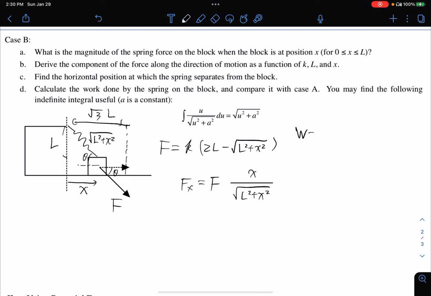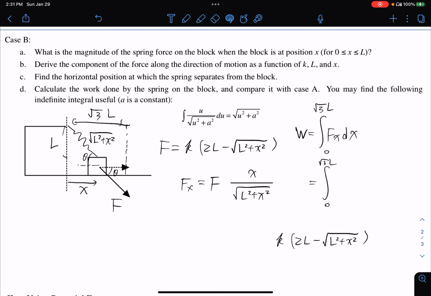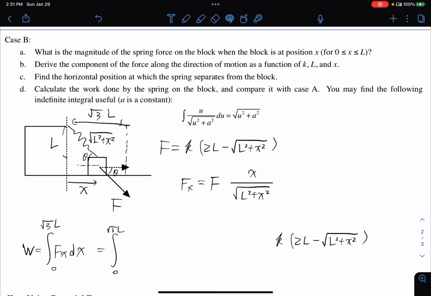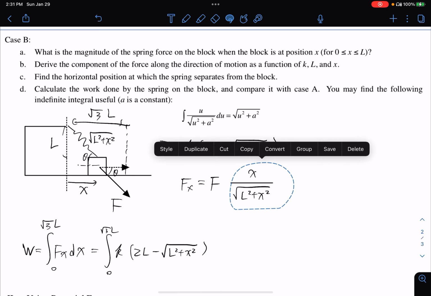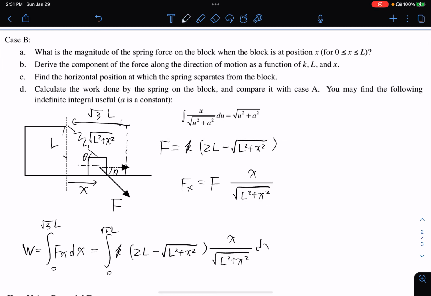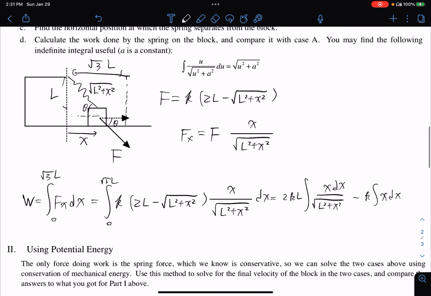So now we can calculate the work. It will be the x component with dx, and this time x will go to square root of 3 times L. So this will give us a term first, that is the force. The force is k times this factor. Let's do it over here. This is the force, and to take the x component we need to multiply by this factor. So there will be two terms. The first term is going to have some constant, and then this integration with the hint given here by the problem statement. And the other one will be a really simple one with just x dx because the square root cancels each other.